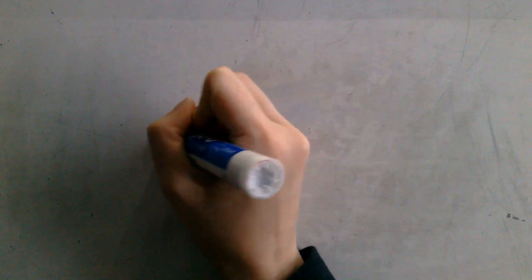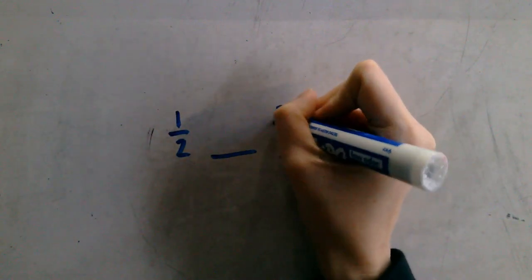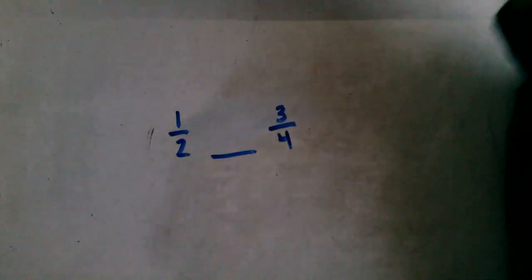All right, mathematicians, for our warm-up activity today, you'll need your own personal whiteboards. We're going to work on comparing fractions. On our whiteboards, let's write 1/2, put a line in between, and then write 3/4. Write that on your whiteboards now.